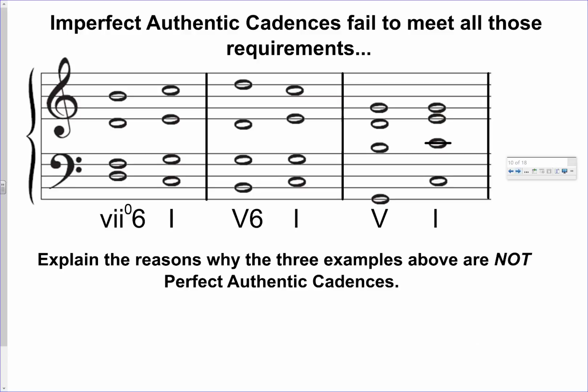Imperfect authentic cadences fail to meet all those requirements. So look at these 3 measures, treat each one individually, and explain the reasons why the 3 examples above are not perfect authentic cadences. I'll give you a moment.